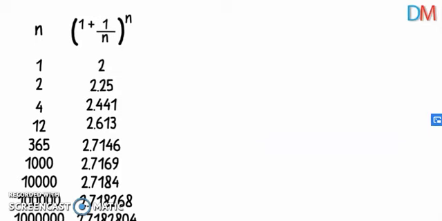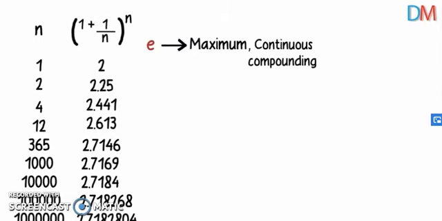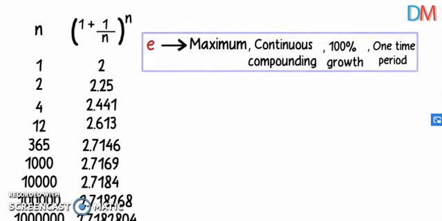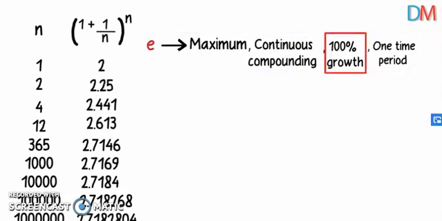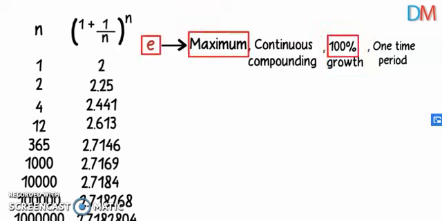What would be a layman-friendly explanation for E then? It is the maximum possible result after continuously compounding a 100% growth over one time period. Yes, that's E. Don't forget, we had assumed a 100% growth here, and that's what E is. It's the maximum we get after a 100% continuously compounding growth over one time period.